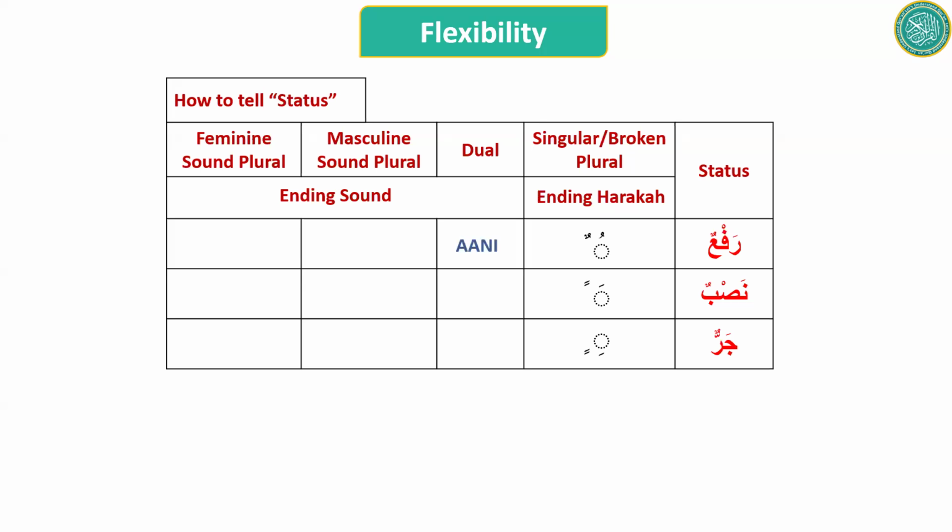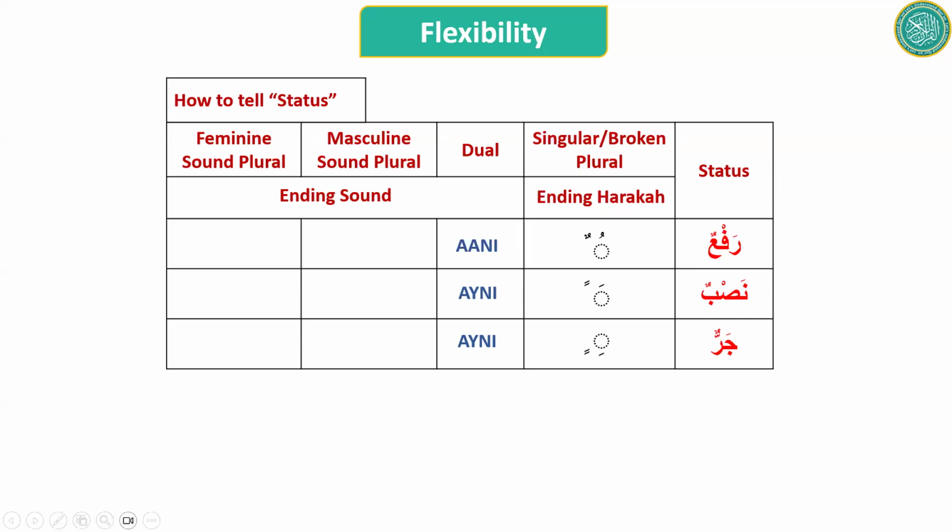For duals, it is not the ending haraka. We go with the ending sound. If the ending sound is ani, it is rafa, like muslimani. And if the ending sound is aini, it could be either nasab or jar, like muslimaini.